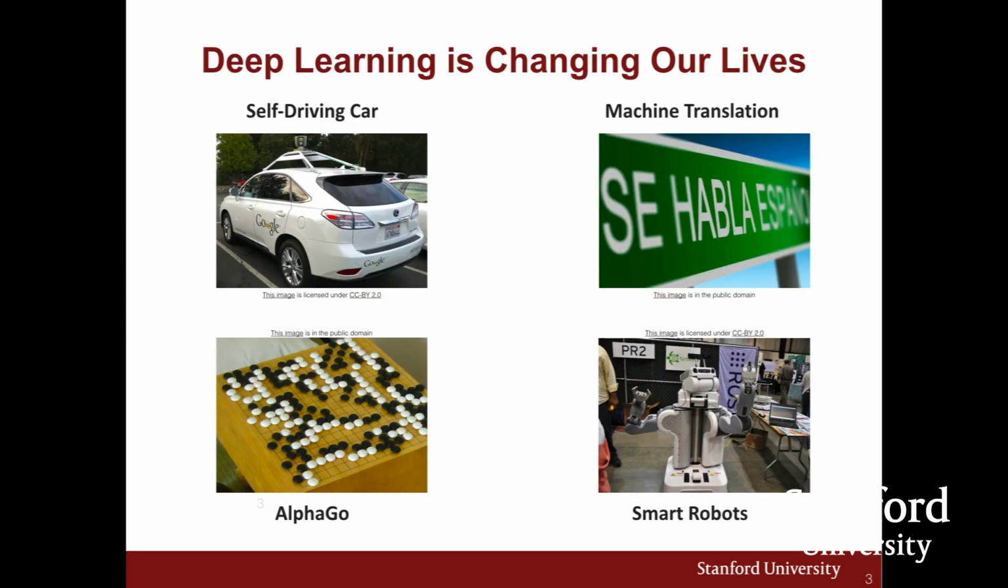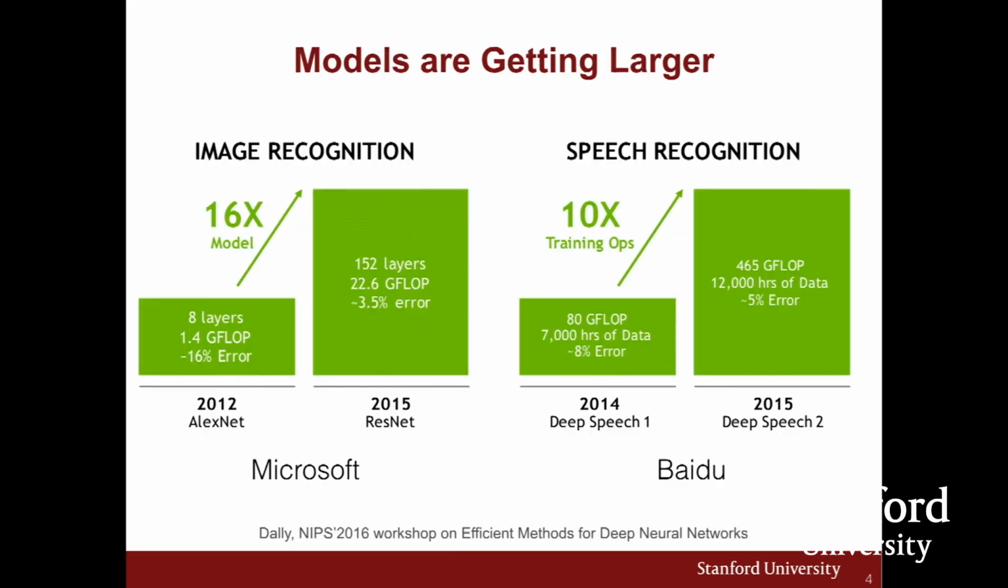So in this course, we have seen a lot of convolutional neural networks, recurrent neural networks, and even, just last time, reinforcement learning. They span a lot of applications, for example, the self-driving car, machine translation, AlphaGo, and smart robots. It is changing our lives, but there is a recent trend that in order to achieve such high accuracy, the models are getting larger and larger. For example, for ImageNet recognition, from the 2012 winner to the 2015 winner, the model size increased by 16x.